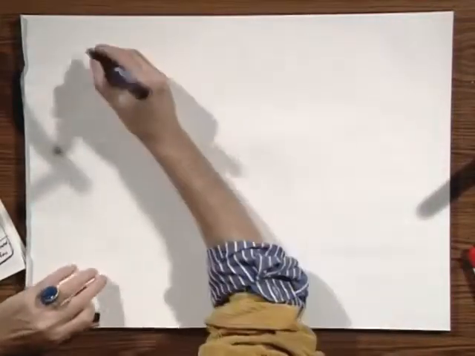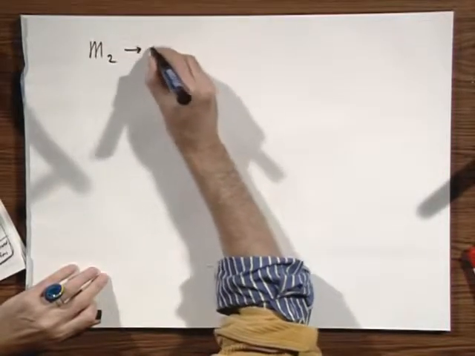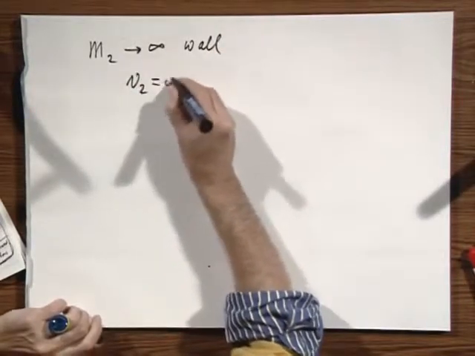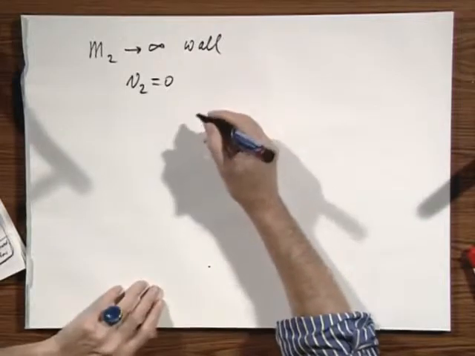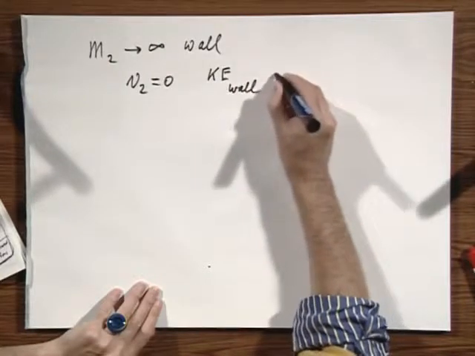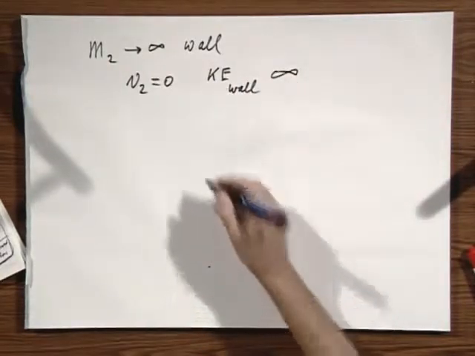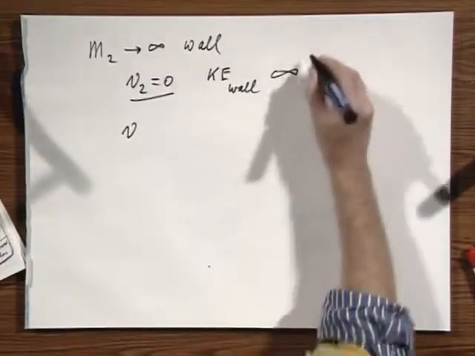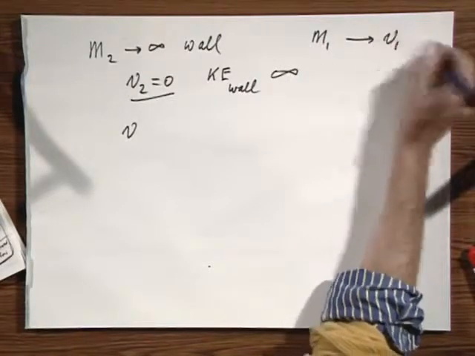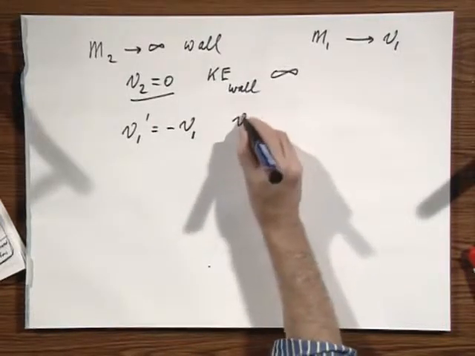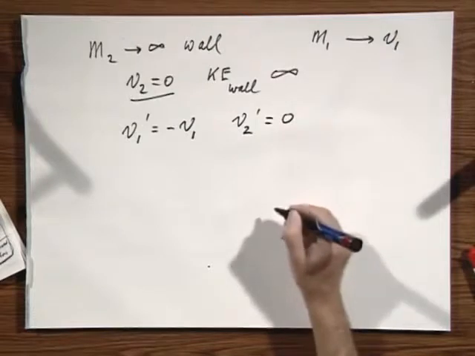what you would expect. Now we'll take an extreme case that M2 goes to infinity, so we have a wall. Now obviously V2 is 0, the wall is not moving. If the wall were moving, the kinetic energy of the wall would be infinitely large, so that would be a bit of a problem, so V2 better be 0. And now I find if I collide an object with M1, which goes with velocity V1 against the wall, I find that V1 prime equals minus V1, and I find that V2 prime equals 0.